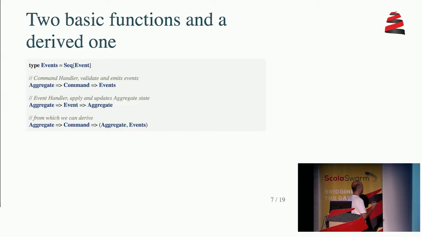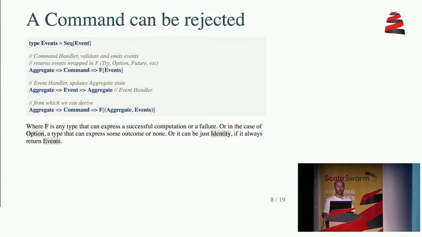Of course, having those two functions, I can derive a third one, where I have an aggregate, I receive a command, and I give you back the events that were emitted and an updated version of that aggregate. So what is wrong here is that I'm not dealing with failure.